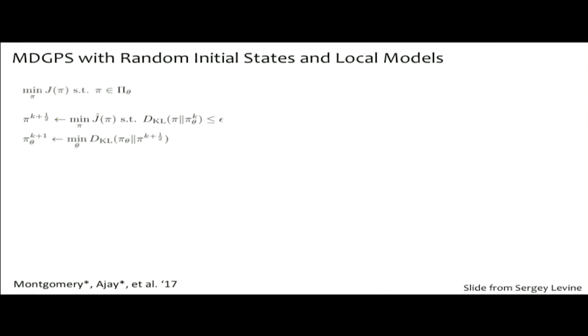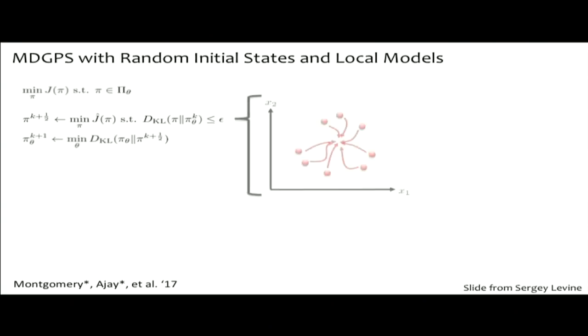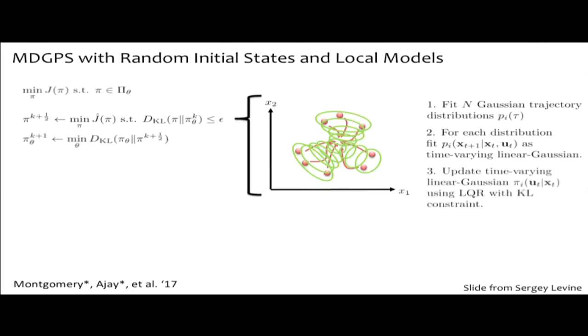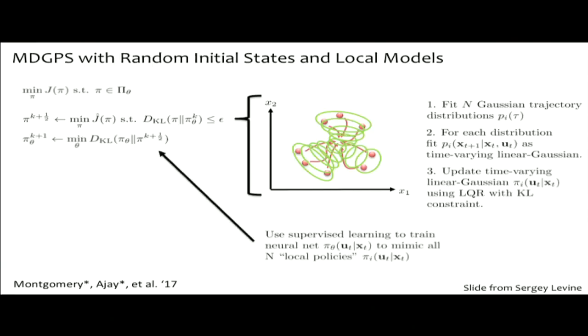Furthermore, one of the limitations that we mentioned before with GPS is that it requires deterministic resets in order to train a local linear model. One way that we can get over that assumption is if we have some random initial states like here, we can cluster those initial states and then fit our trajectory distributions and local models within those clusters. For each of these clusters, we fit our time-varying linear dynamics, update the controller for each cluster, and then use supervised learning to match all of the clusters.